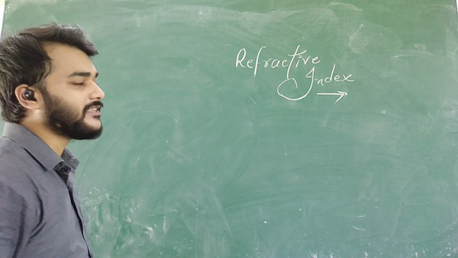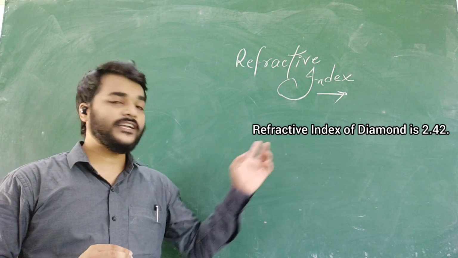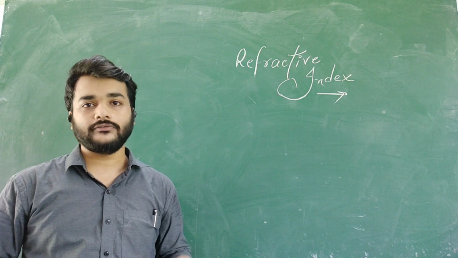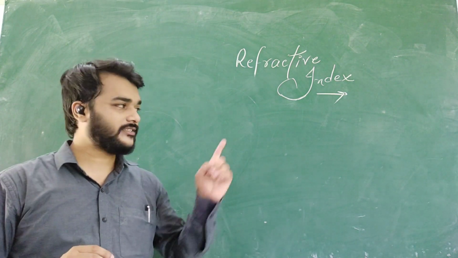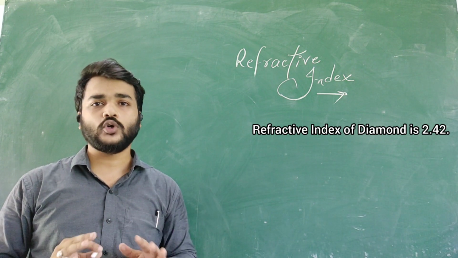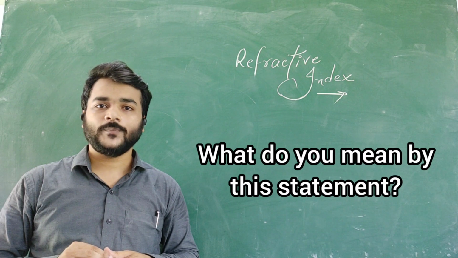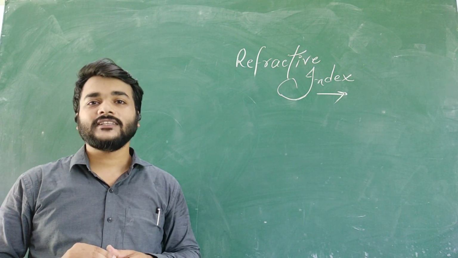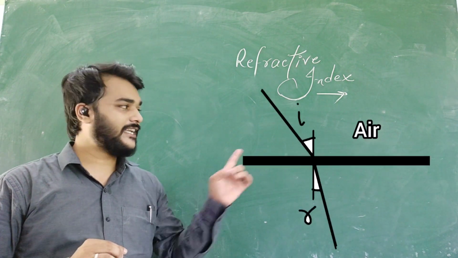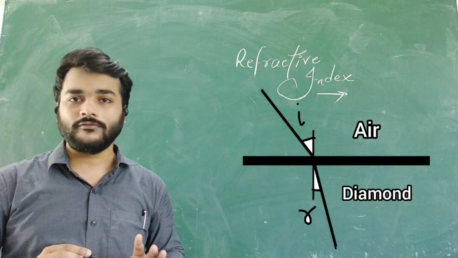Now if a statement is written in front of you, that the refractive index of diamond is 2.42, just this much statement is given to you. What do you mean by this statement? What does it tell you? So your answer would be that the speed of light in diamond is lesser than the speed of light in air or vacuum.